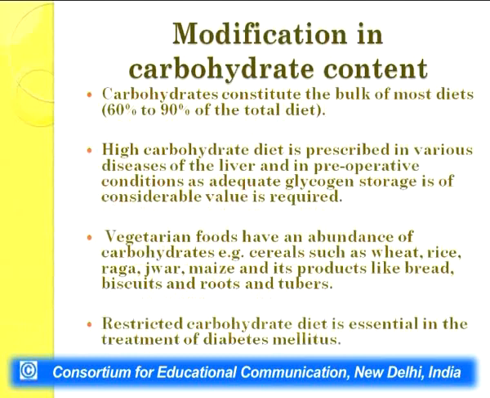Then modification in carbohydrate content. As we all know, carbohydrate is the major source of energy in our diet, and it constitutes the bulk of most diets, 60 to 90% of the total diet. High carbohydrate diet is prescribed in various diseases of the liver and in preoperative conditions, as adequate glycogen storage of considerable value is required. Vegetarian foods have an abundance of carbohydrate. Example, cereals such as wheat, rice, ragi, jowar, maize and its products like bread, biscuits and roots and fibers. Restricted carbohydrate diet is essential in the treatment of diabetes mellitus.